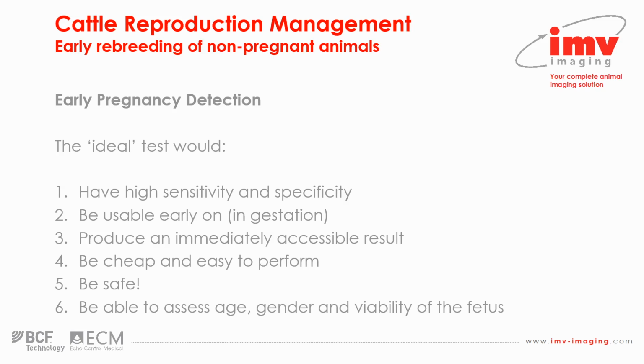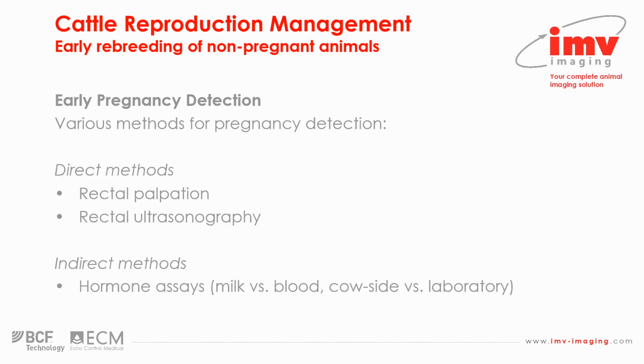We'd want the test to have high sensitivity and specificity. We'd want to be able to use it early on, clearly for early pregnancy detection. We would want it to produce an immediately accessible result, partly because of the logistics of management, but also because in the spirit of early detection, if you then have to waste time waiting for the results of a test, that potentially loses any benefit you might have gained. We'd want it to be as cheap and easy to perform as possible. We want it obviously to be safe, in a spirit of do no harm. And ideally we'd love to be able to assess the age, gender and viability of the fetus as well.